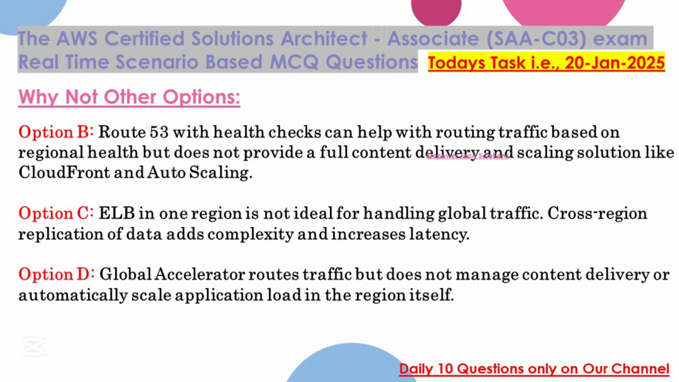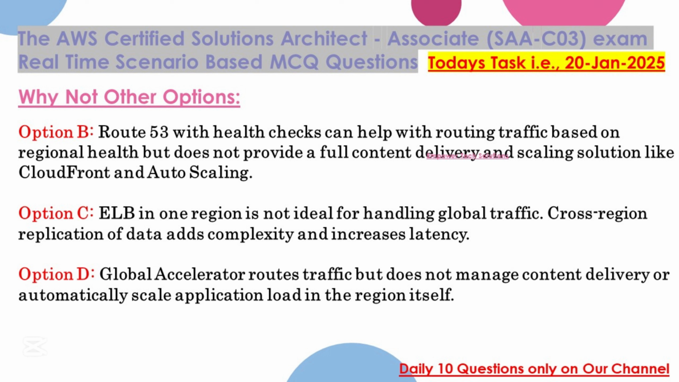Route 53 with health checks can help with routing traffic based on regional health but does not provide a full content delivery and scaling solution like CloudFront and auto-scaling. Option C, ELB in one region is not ideal for handling global traffic. Cross-region replication of data adds complexity and increases latency.